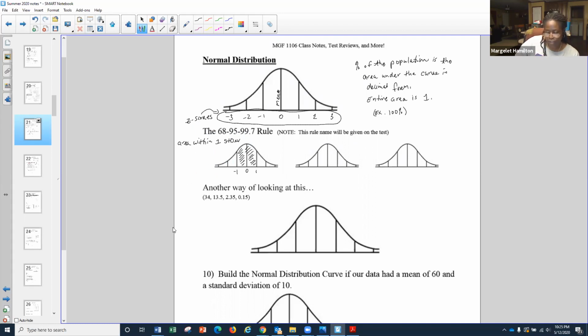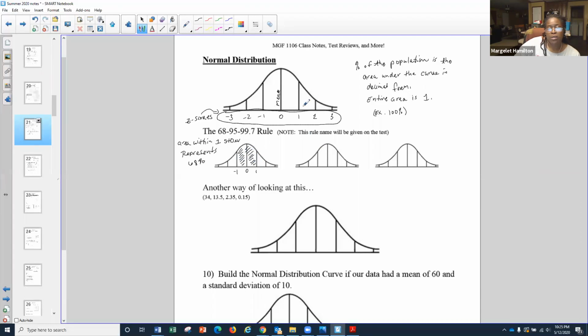So 1 standard deviation represents 68% of our population. 68% of our population is represented within one standard deviation of our mean. That's one above and one below, trapped in between those two numbers. Okay?